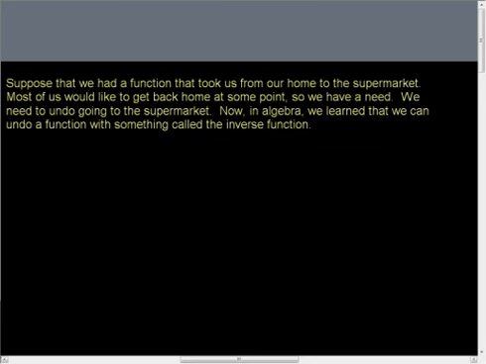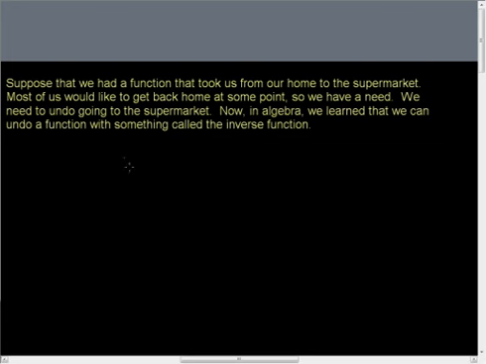Here's just a quickie example. Suppose we had a function that took us from our home to the supermarket. Most of us would like to get back home at some point, and so we have a need: we need to undo going to the supermarket. In algebra, we learned that we can undo a function with something called the inverse function. If you don't recall what an inverse function is, there are several videos out there that can instruct you on how to do it. Here's a quick down and dirty way of looking at it.